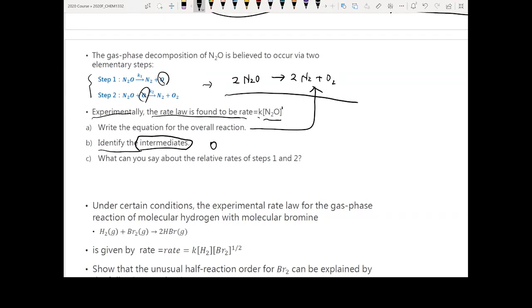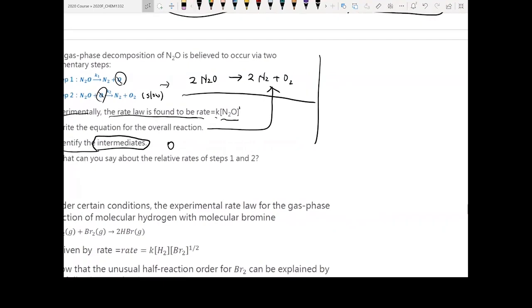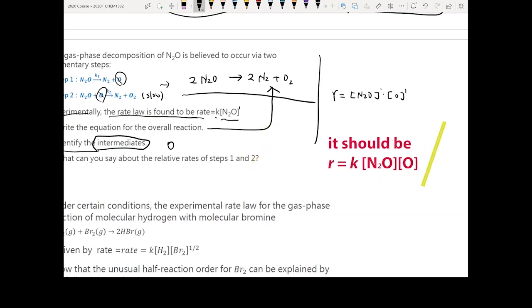What can you say about the relative rates of step 1 and step 2? These are all elementary steps, so one of them must be the rate determining step, which we can use to write out the corresponding rate law. Assuming your second step is slow, the rate is going to equal N2O concentration to the first power times O to the first power. If the second step is slow, you can just write out the rate law using your elementary step.